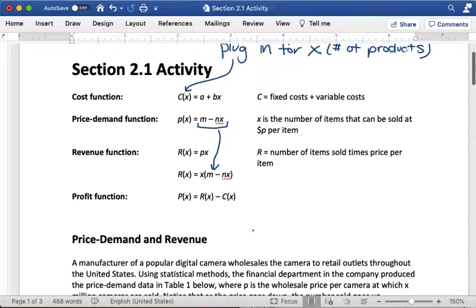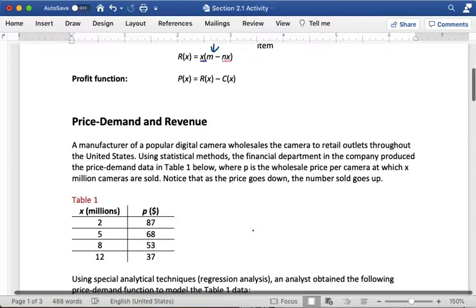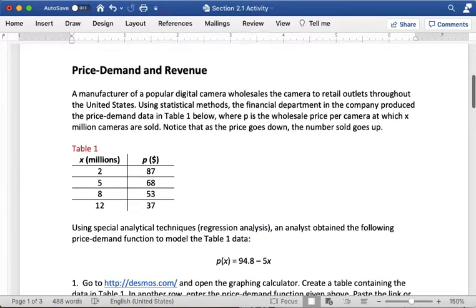So we have a problem here with a manufacturer of cameras, and they have price demand data. P is the price per camera at which X million cameras are sold. Notice that as price goes down, the number sold goes up. So as something gets cheaper, people are going to be more likely to buy it because it's a good deal. And so we are able to sell more of the cameras in this case.